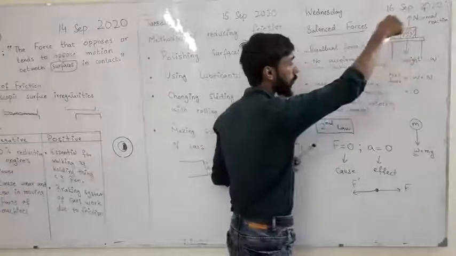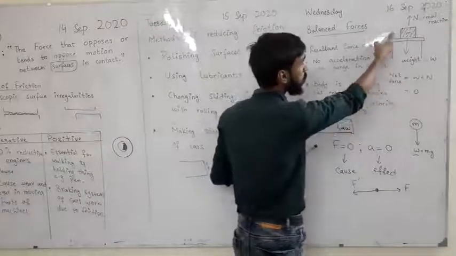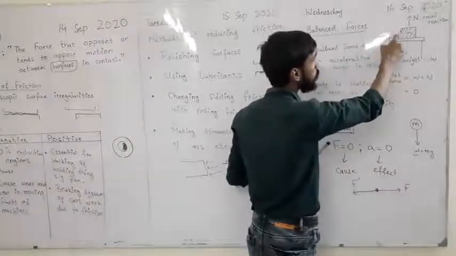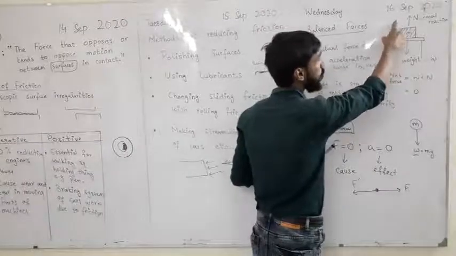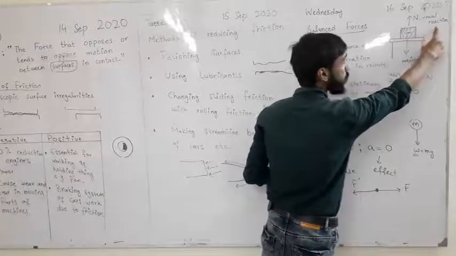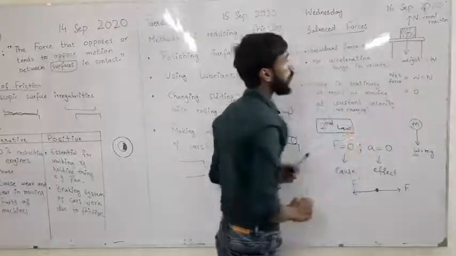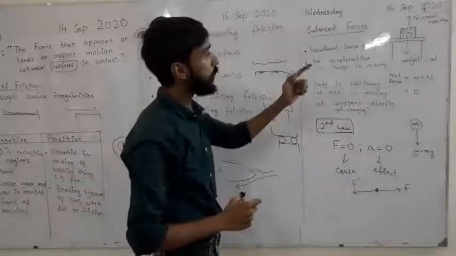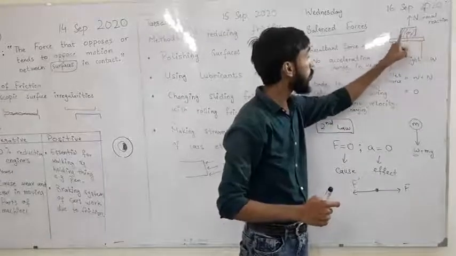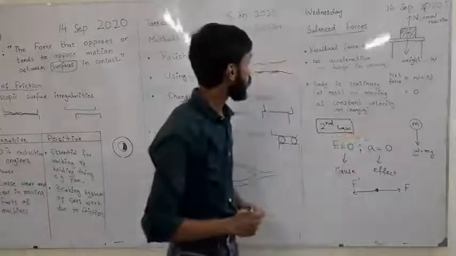Weight is pulling the object downward. But if the object is not moving downward, there must be another force that is pulling the object upward. That force is called normal reaction force. And the cause of this force is the surface of the table. This table surface is causing the normal reaction force, which is not letting this block with mass m go downward.